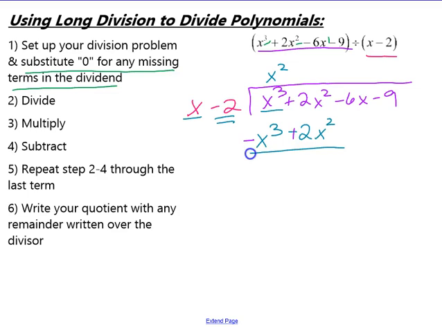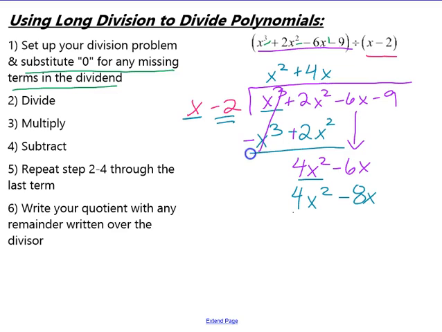X cubed minus x cubed cancels out to 0. 2x squared plus 2x squared gives us 4x squared. Next, we want to bring down the next term in our polynomial, so our minus 6x. Then we want to follow the steps we've just completed. So we're going to take our 4x squared and divide it by x, which is going to give us a positive 4x. Then let's multiply 4x times x gives us a positive 4x squared. 4x times negative 2 gives us negative 8x.